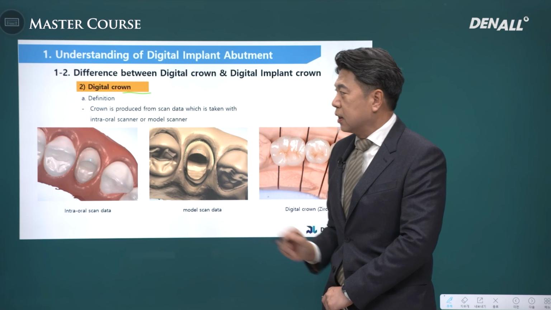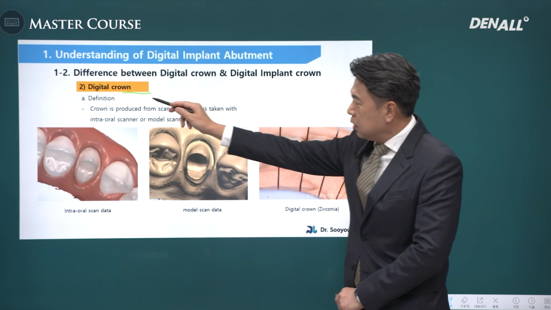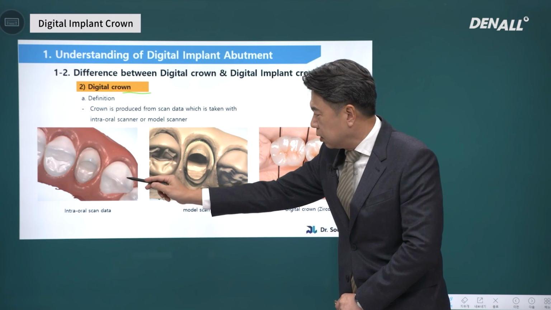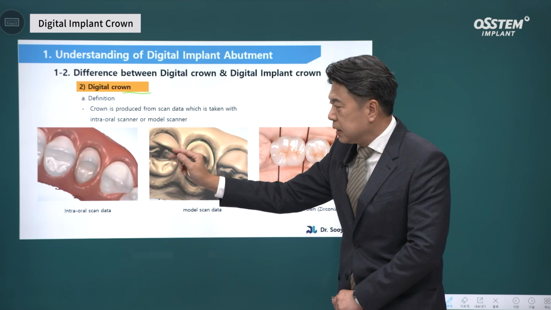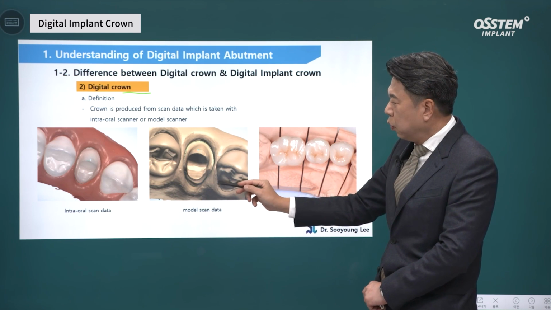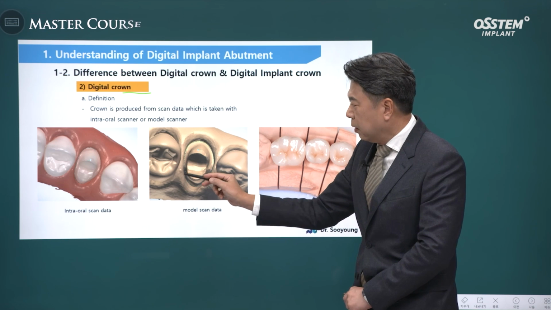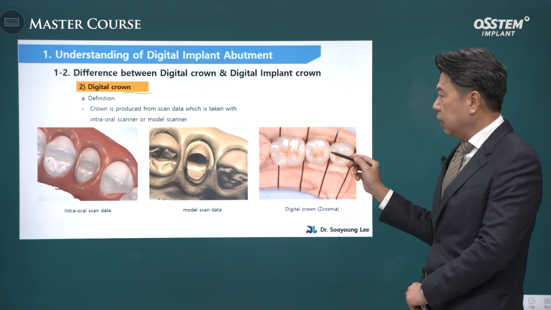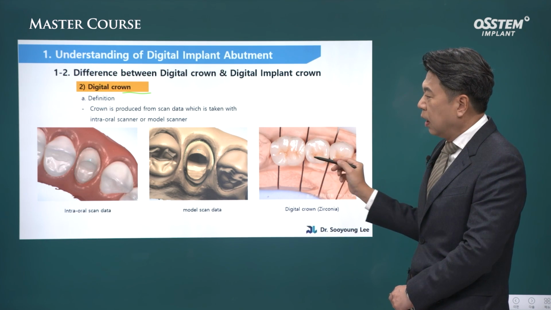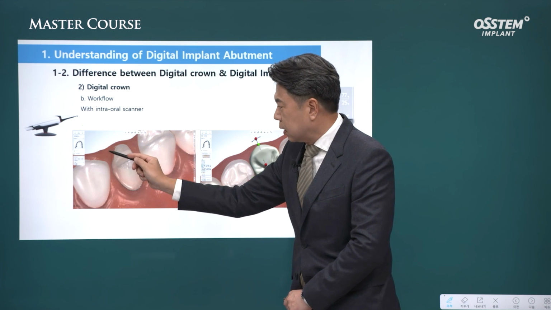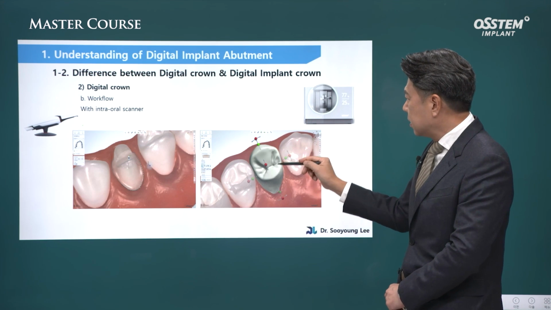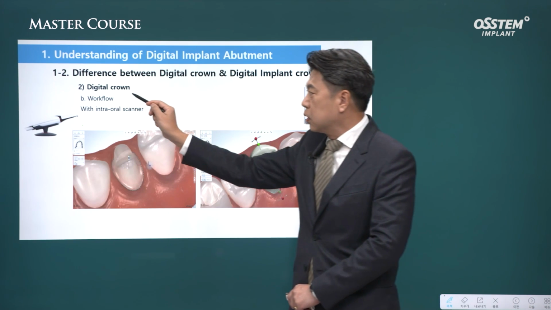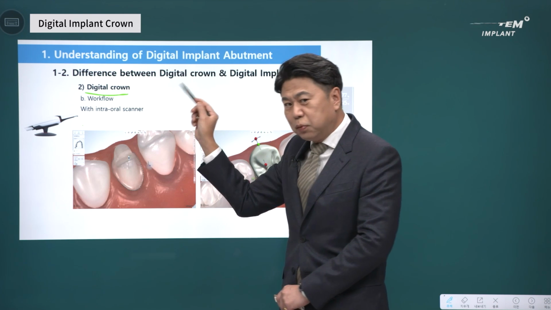Digital implant crown versus digital crowns. The difference is that digital crowns do not have the word implant, so a natural tooth is prepared and scanned, or a prepared natural tooth impression is taken, from the impression a model is made and scanned. So using one of the two approaches, a margin is set and designed, and the crowns are called digital crowns. An intraoral scanner is used to do the scanning, and the margin is set and designed. A model scanner is explained in the next slide.